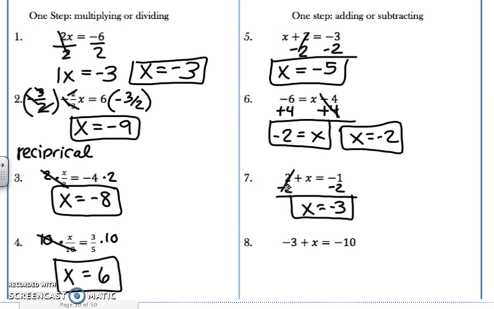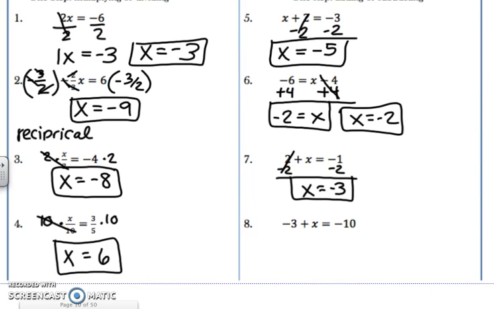Okay? Last problem. Same thing. I've got a number in front. I've got a negative 3 in front. The opposite of this negative 3 would be a positive 3. So I'm going to do that to both sides. Negative 3, positive 3 cancel out. I'm left with x equals negative 7. And we're done.